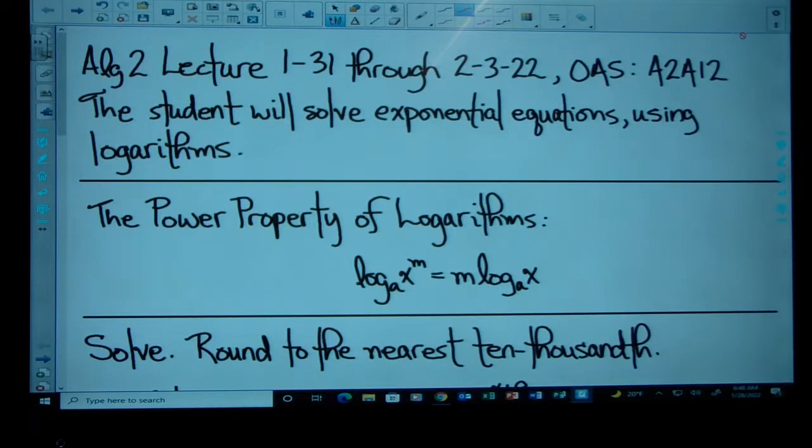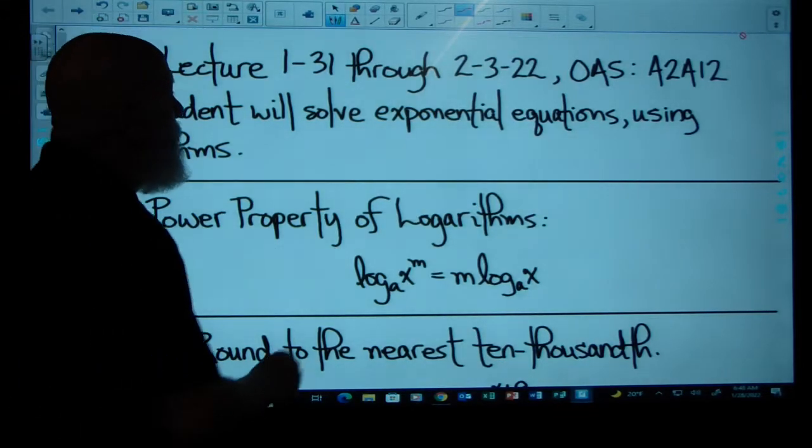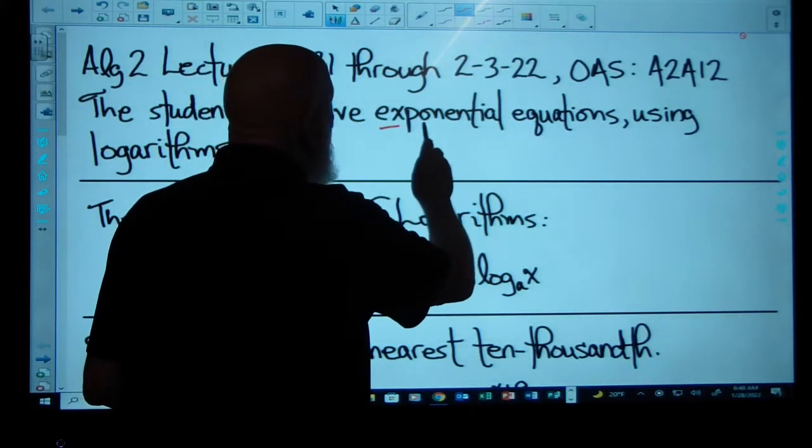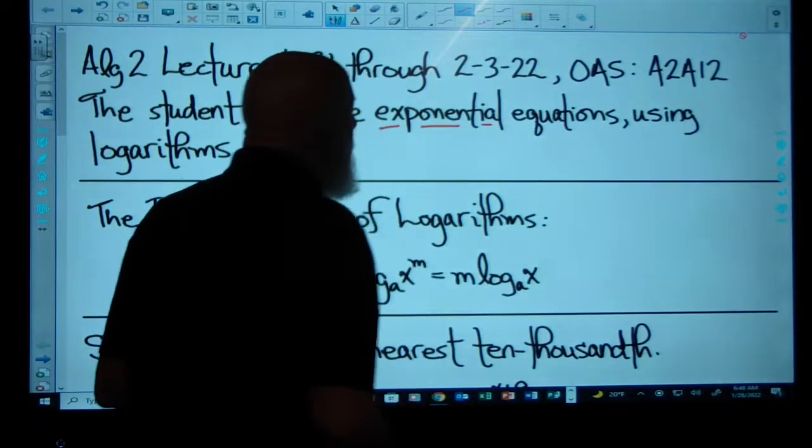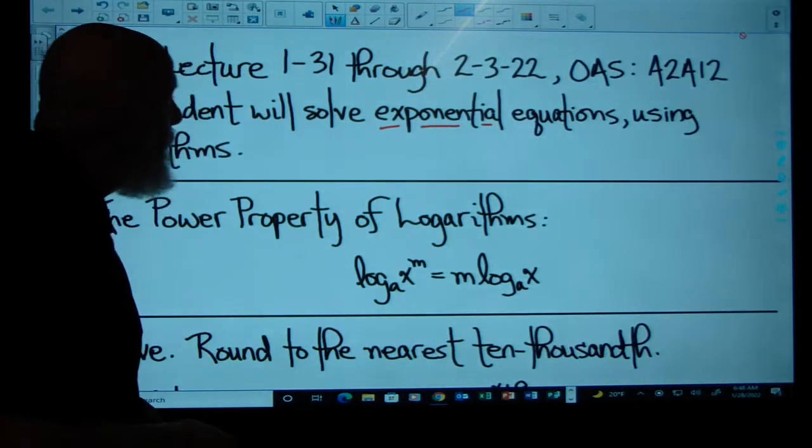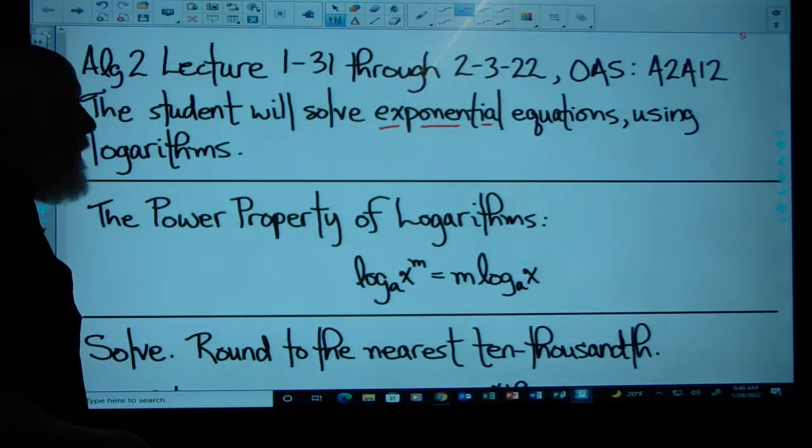All right, looks like we got Algebra 2, Lecture 131 through 2-3, OASA 2A12. The student will solve exponential equations. That's an equation that has a variable in the exponent, and we're going to use logarithms to solve them.